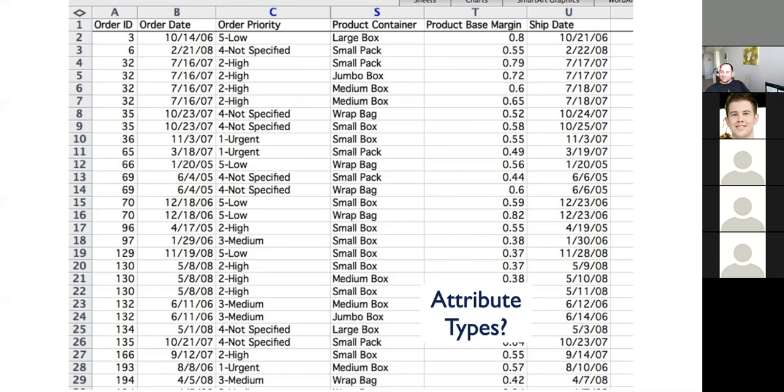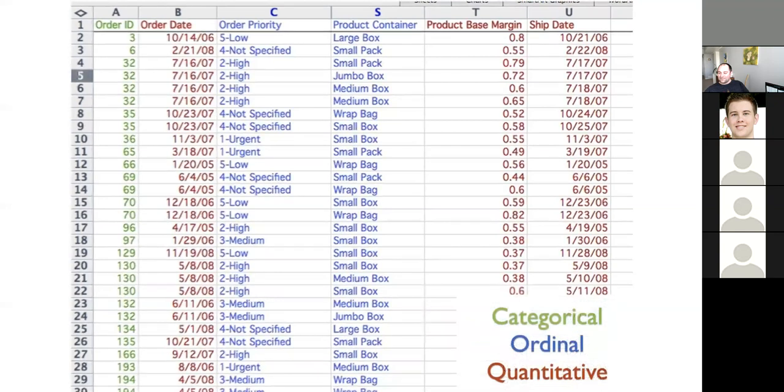Yeah, it's mostly ordinal. We kind of infer a size, but it's not completely clear. So you could say ordinal. I would probably agree with ordinal. And then finally, product base margin. A lot of responses with ratio, and so that is correct. Here I've separated it out into categorical, ordinal, and quantitative.